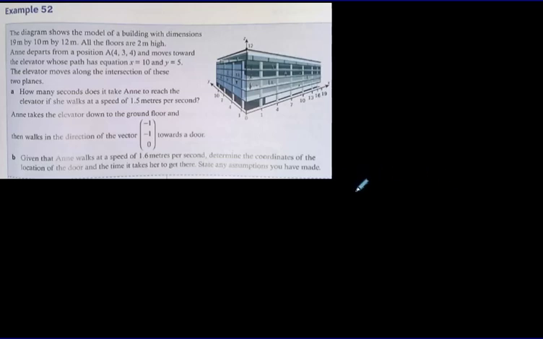Hello, we are going to look at example 52, and it says the diagram shows the model of a building with dimensions 19 meters by 10 meters by 12 meters, and the floors are 2 meters high. Anne departs at a position A (4, 3, 4). You can see where they draw their little point here. So it's 4 and then 3 and then up 4. And there you go.